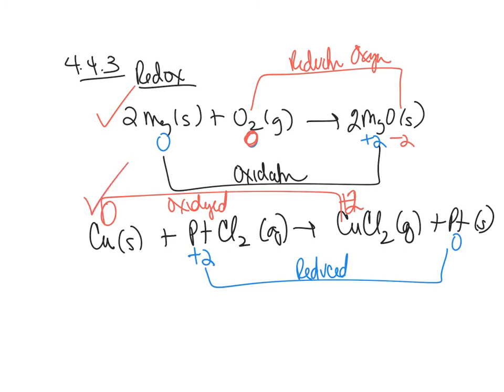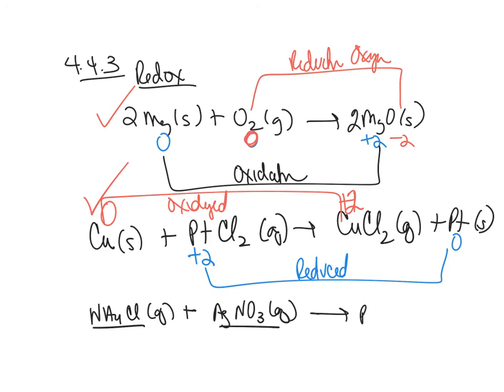And then the next one, C, is ammonium chloride plus silver nitrate. And I see that those are both aqueous solutions, and that's going to be a precipitation reaction. I do not see an element.